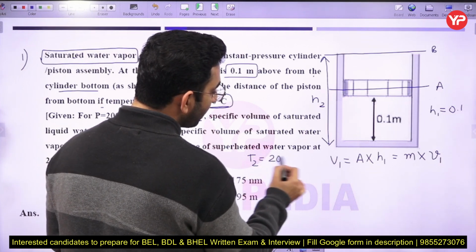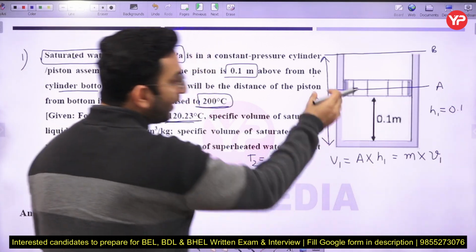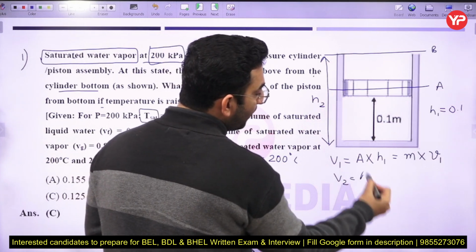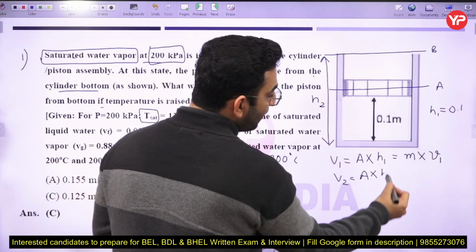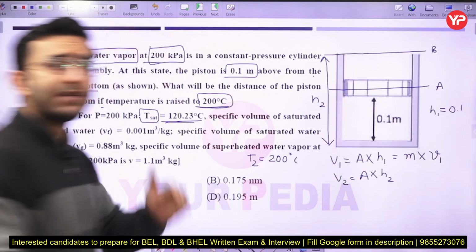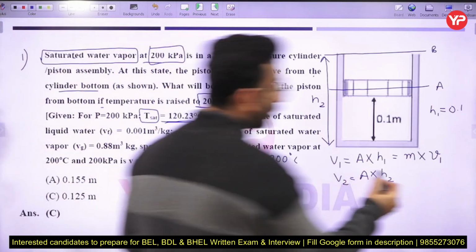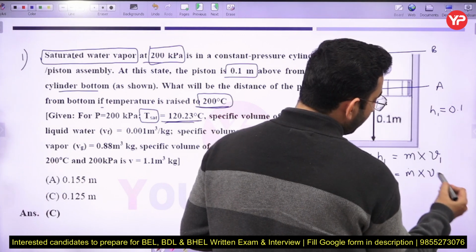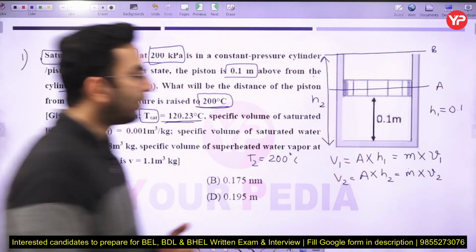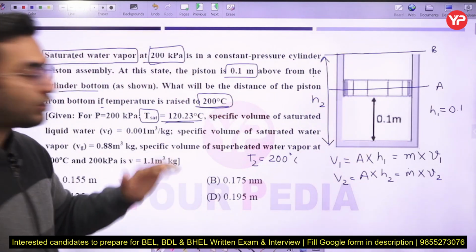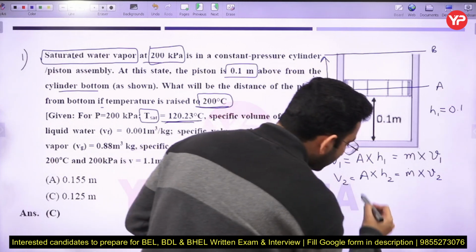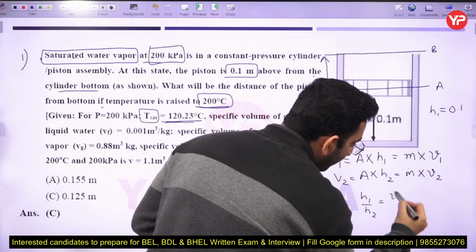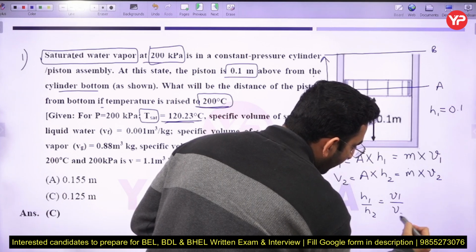If you find the final volume, V2 can be written as the area of the piston multiplied by the new height h2, which can be further written as the product of mass and specific volume. If you simply take the ratio of these two terms, you will find h1 by h2 is equal to v1 by v2.